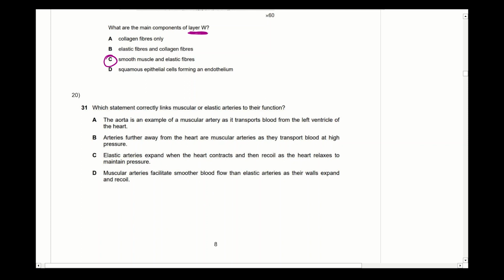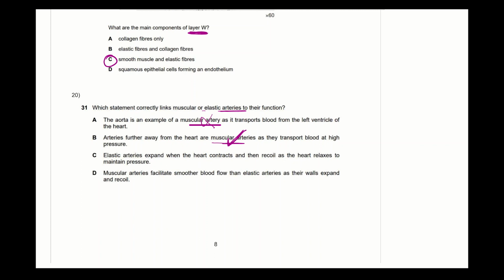Question number 20. Which statement correctly links muscular or elastic arteries to their function? A. The aorta is an example of a muscular artery. Now this is incorrect, it's actually an elastic artery. It's closer to the heart, therefore it's an elastic artery. B. Arteries further away from the heart are muscular arteries as they transport blood at high pressure. Now, the arteries further away from the heart are muscular. This is correct because they help in the distribution of blood to body tissues.